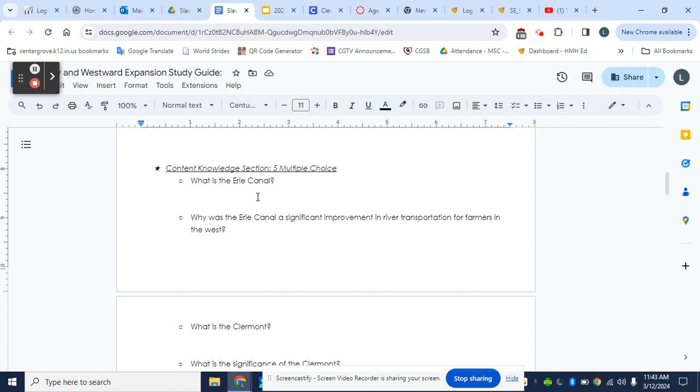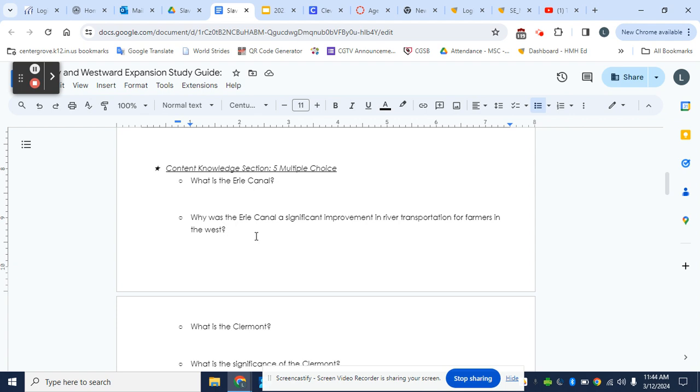So what is the Erie Canal? Well, the Erie Canal is a man-made canal that connected the Mohawk and Hudson rivers to the Great Lakes. And in early westward movement, canals were very important because they helped people connect rivers and lakes. They helped people move up in elevation. But the Erie Canal specifically is going to be a significant improvement in river transportation for farmers in the West, because it allowed those farmers the ability to ship their goods directly to markets in the East.